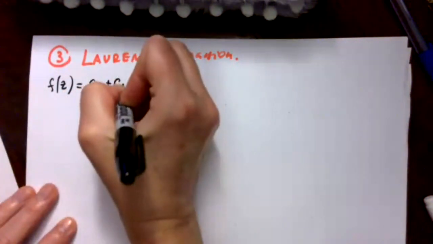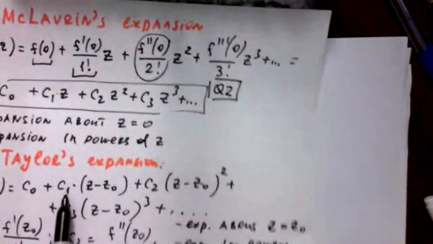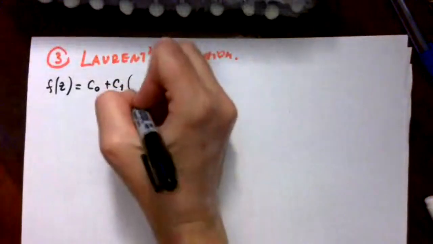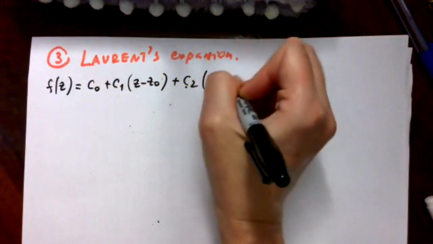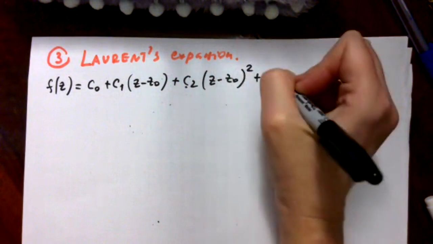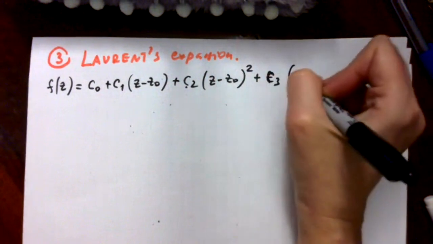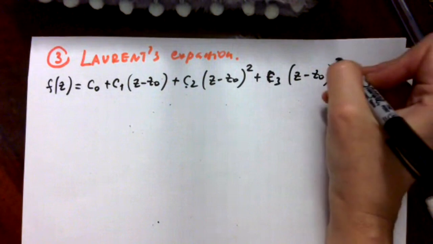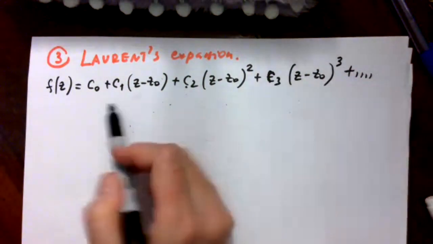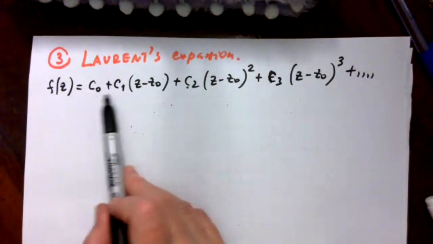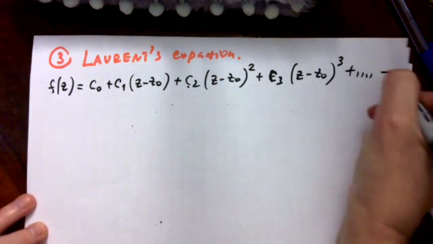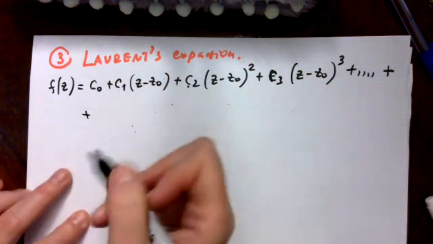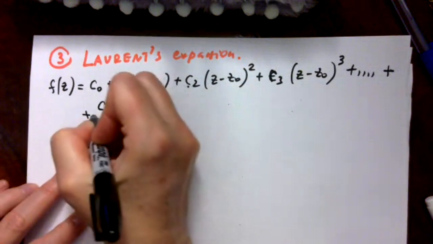So I'm starting with the same terms like in the Taylor expansion. I'm just copying them from here. So C1 (z minus z0) plus C2 (z minus z0) squared plus C3 (z minus z0) cubed and so on. But this is not the end of the story. So far, I haven't written anything new to you. It looks just like Taylor's expansion, but what's interesting, there can be more and more terms here.